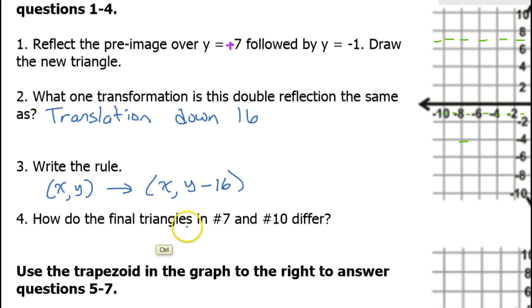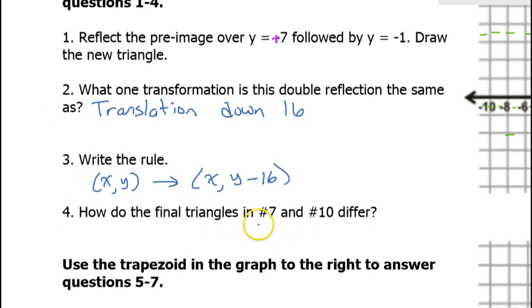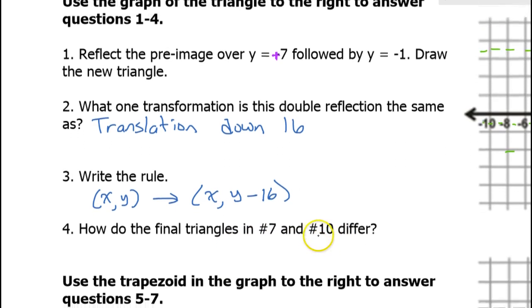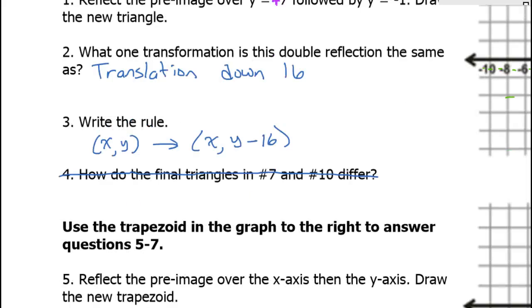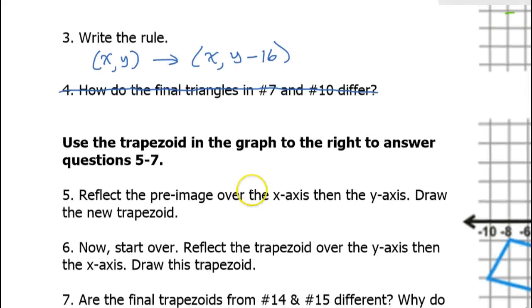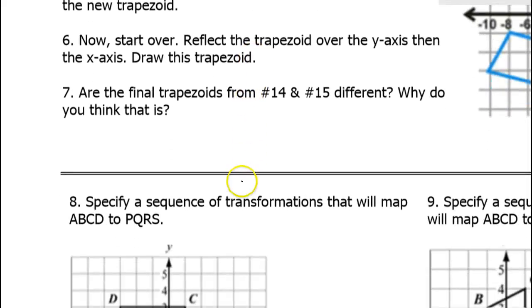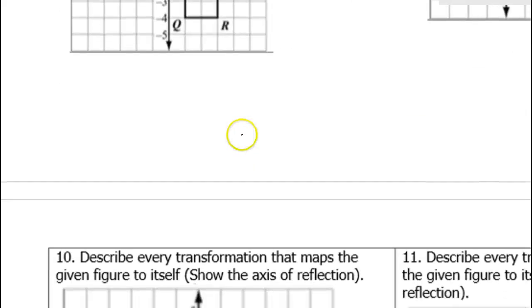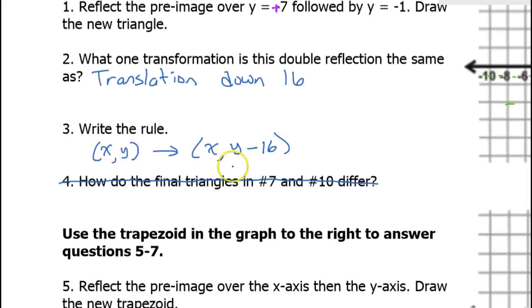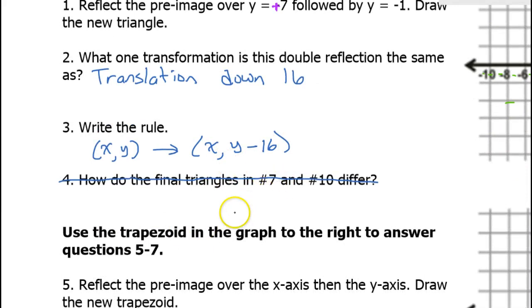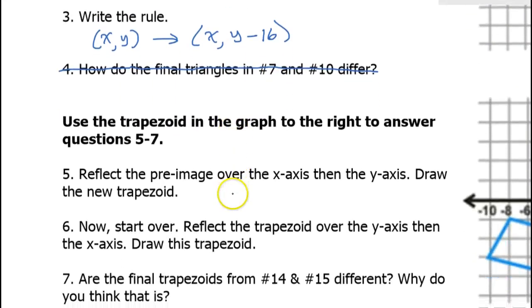Okay, how do the final triangles in number 7 and number 10 differ? Okay, well, we haven't done number 7 and number 10 yet, so I'm going to have to get back to you on that. In fact, I think this problem refers to another version of this worksheet because number 7 and number 10 don't even involve triangles. So we're just going to have to skip. We're skipping number 4. Okay, moving on.